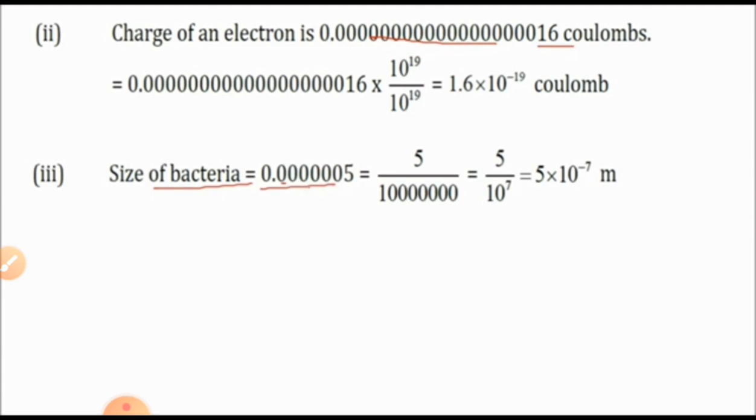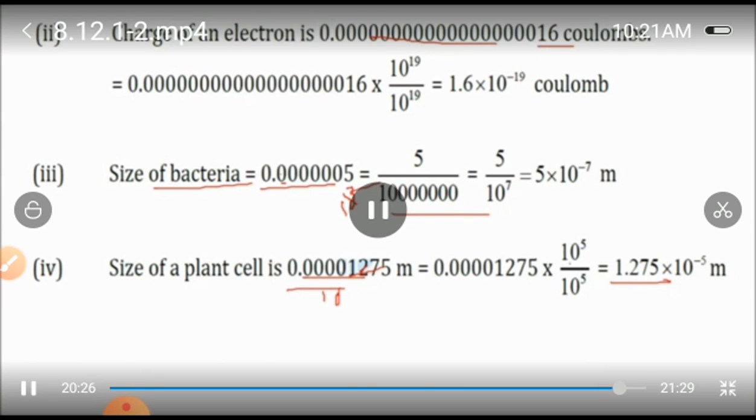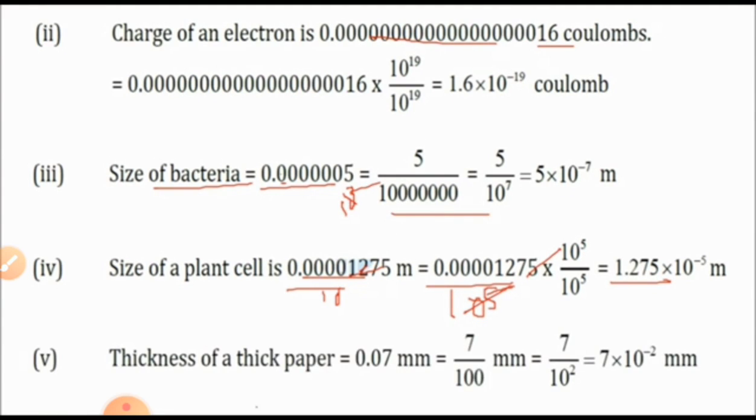Size of bacteria. What is the size of bacteria, son? So 5 into 10 raised to minus 7. Correct. Perfect. Size of the plant cell is this much meter. 1.275 multiplied by 10 raised to minus 5 meter only. Sixth one. What will be coming over here? Yes, my dear student, it's 1.275 multiplied by 10 raised to minus 5 meter. Thickness of thick paper. You have paper with you, what thickness do they show?